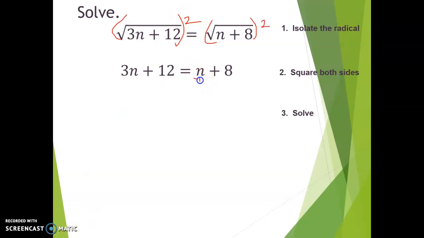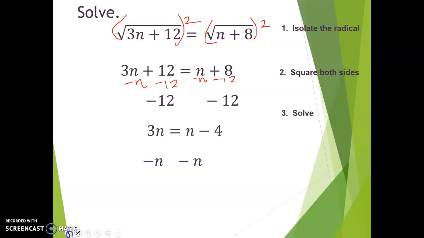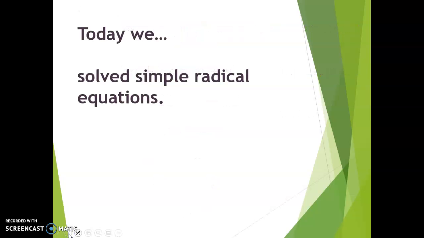I'm going to subtract n from my left so that my n variables are on the right, and subtract 12 from the left so that just my numbers are on the right, and I get 2n equals negative 4 when I do both of those steps. I'll then divide both sides by 2 and get n equals negative 2. If we plug that back in, we'll see that it works. It is not an extraneous solution.